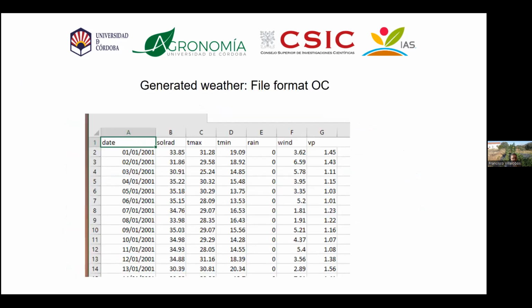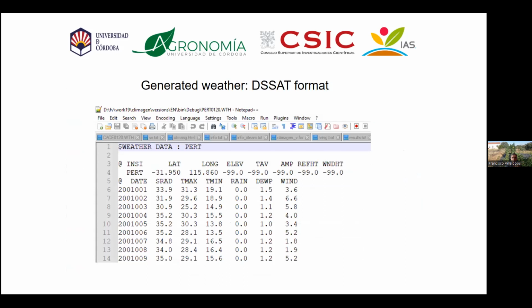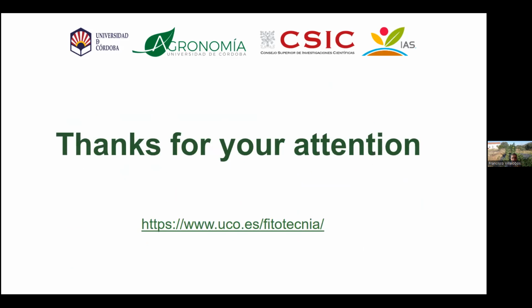The generated data has two formats. We generate two files. One is the format that we use in the three simulation models that has all these variables for the maximum, minimum temperature, rain, wind, vapor pressure. And also we recently incorporated DSSAT format because it could be handy for some people working with DSSAT. Thanks for your attention, and I'll be happy to answer any question that you may have.